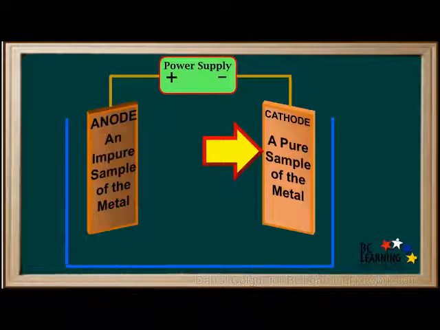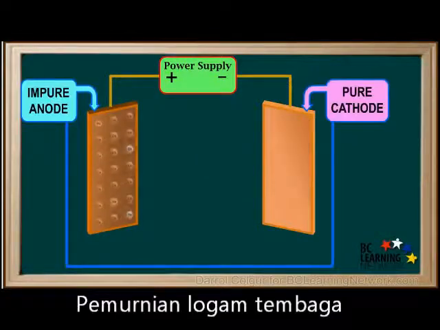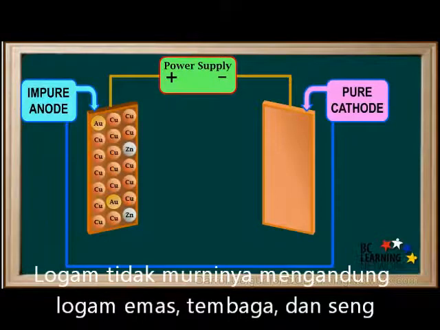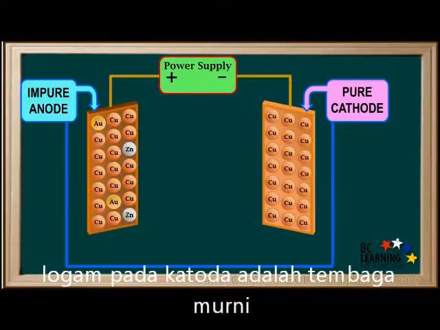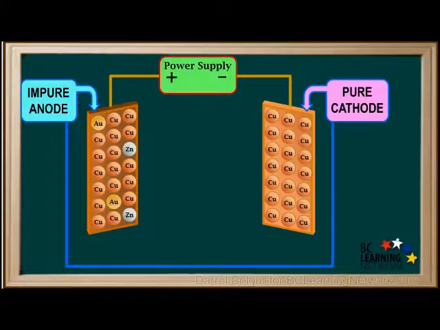In this video, we'll use the electrorefining of copper as an example. On the impure anode we'll represent an assortment of atoms, mainly copper, but with some impurities. And on the pure cathode we'll represent all copper atoms, as this is pure copper.